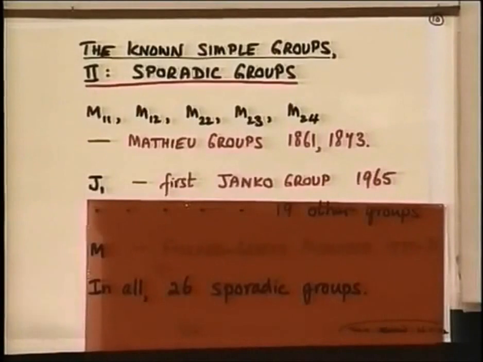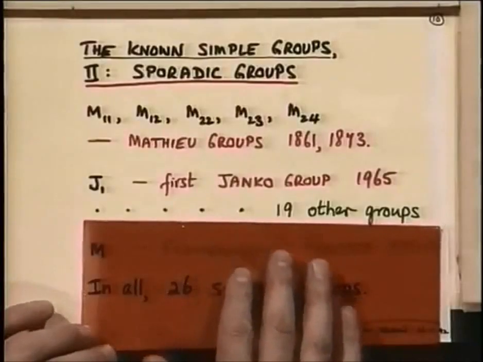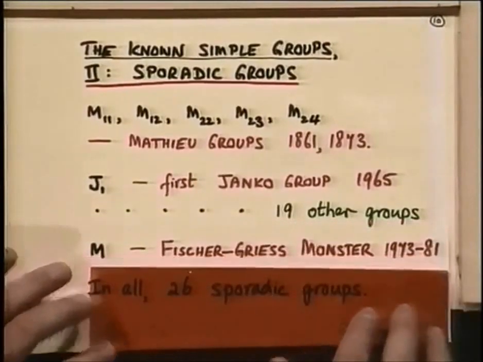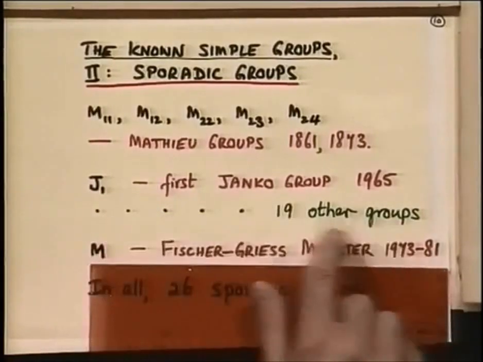Until in 1965, Zvonimir Janko, then in Australia, announced the discovery of a new simple group, now known as J1, Janko's first group. He's got 4 groups named after him. Quite a small group by modern standards. Its order is 175,560. And that was the first of 21 groups that were discovered between 1965 and 1981. There are 19 groups I'm not telling you about.